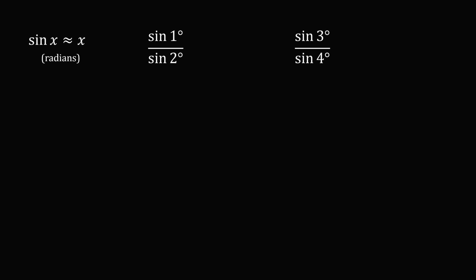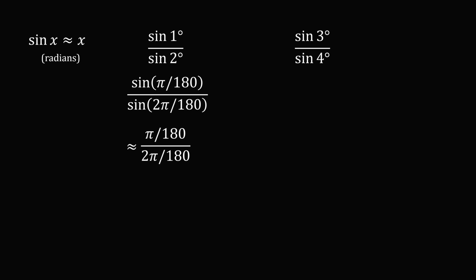1 degree is equal to pi over 180 radians. Then 2 degrees will be equal to 2 pi over 180 radians. So let's just simplify this left-hand side first. Let's use sine x is approximately equal to x. So we have pi over 180 divided by 2 pi over 180. The pi's and the 180s will cancel out. So this left-hand side is approximately equal to 1/2.